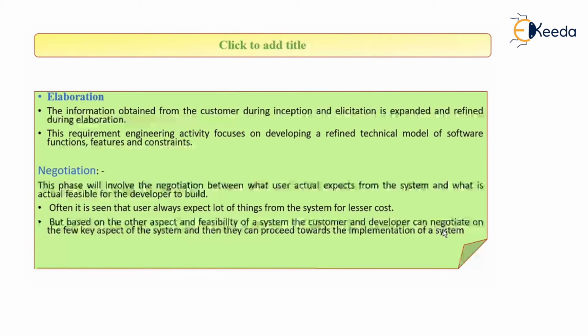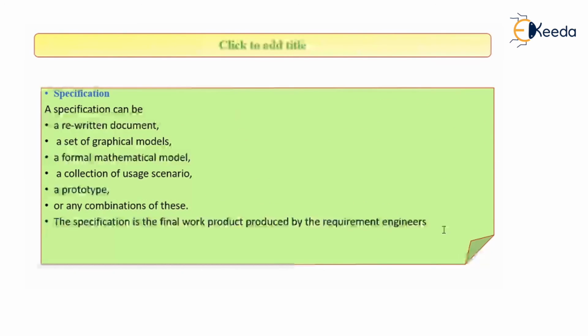Negotiation. This phase will involve the negotiation between what the user actually expects from the system and what is actually feasible for the developer to build. Often it is seen that users always expect a lot of things from the system for a lesser cost. But based upon the other aspects and feasibility, the customer and developer can negotiate a few aspects and then proceed towards the implementation of the system.